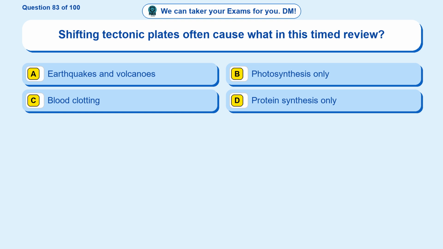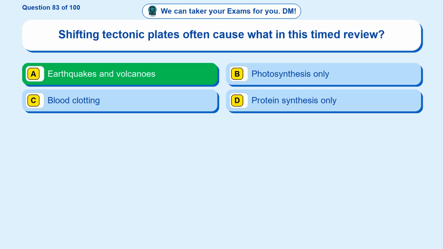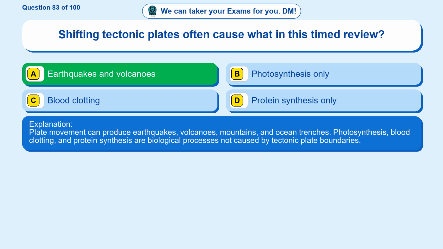Question 83. Shifting tectonic plates often cause what in this timed review? Option A, earthquakes and volcanoes. Option B, photosynthesis only. Option C, blood clotting. Option D, protein synthesis only. The correct answer is option A, earthquakes and volcanoes. Plate movement can produce earthquakes, volcanoes, mountains, and ocean trenches. Photosynthesis, blood clotting, and protein synthesis are biological processes not caused by tectonic plate boundaries.